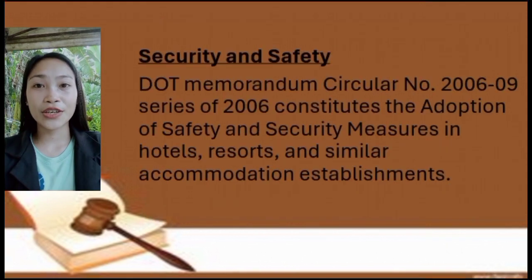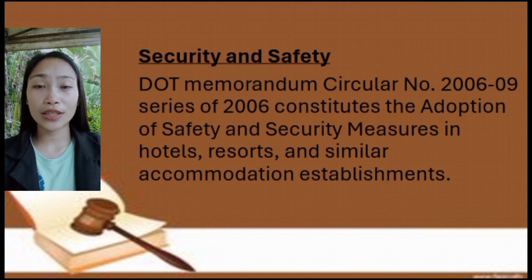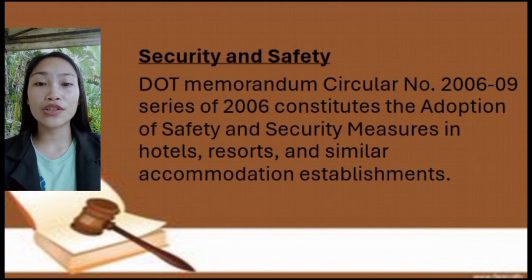In this regard, the preparation and implementation of waste management shall be required of all provinces, cities, and municipalities. Security and safety. The DOT or Department of Tourism Memorandum Circular number 206-209, series of 2006, constitutes the adoption of safety and security measures in hotels, resorts, and other similar accommodation establishments. Accordingly, failure to comply with such memorandum circular shall be ground for the review of the accreditation of the accommodation establishment concerned.